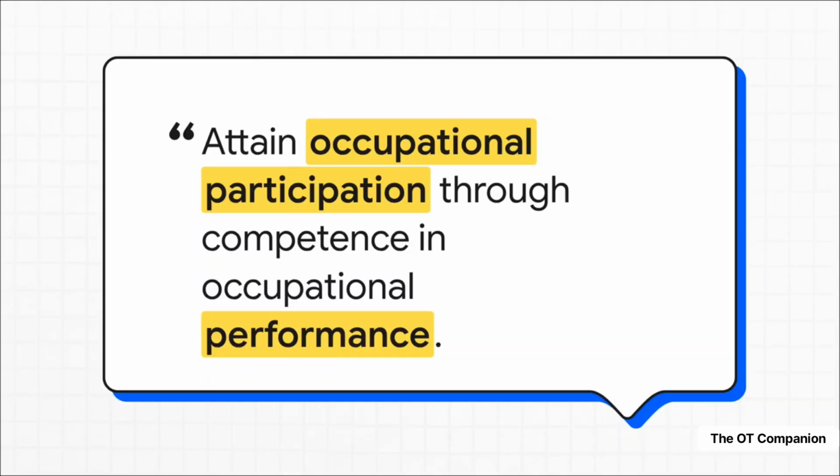If someone's struggling, a therapist using PEOP is like a detective looking for the mismatch. Is it the person's arthritis making it hard to turn a doorknob, or is the doorknob just old and terribly designed? The solution is found by improving that fit, either by building up the person's skills or by changing the environment to support them better.